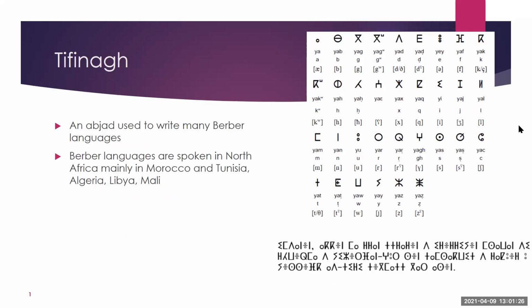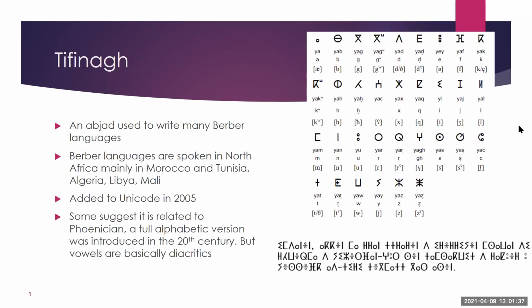Here's another one. So this one is Tifinagh, and it's an abjad, which is used to write many Berber languages, which are spoken in North Africa, in Morocco, Tunisia, Algeria, Libya, and Mali. And it was added to Unicode in 2005. And yes, from what I read, some people suggest that it's related to Phoenician.